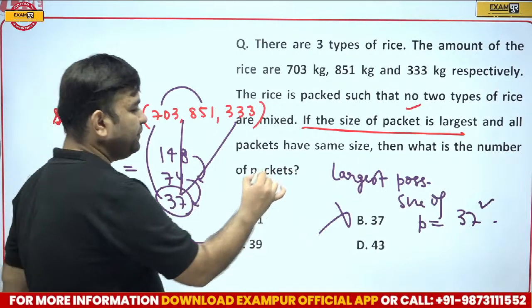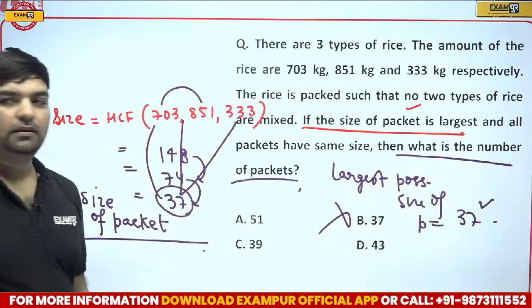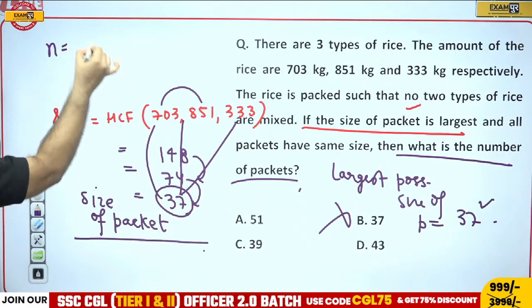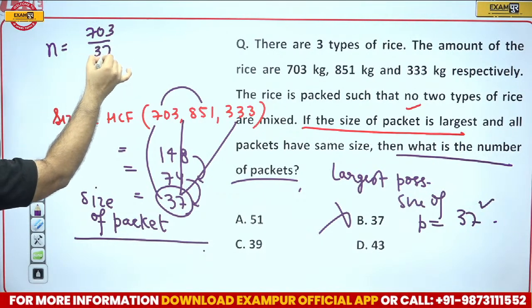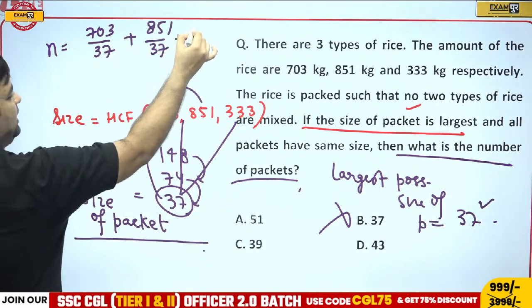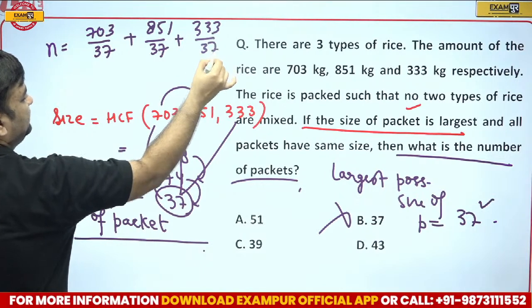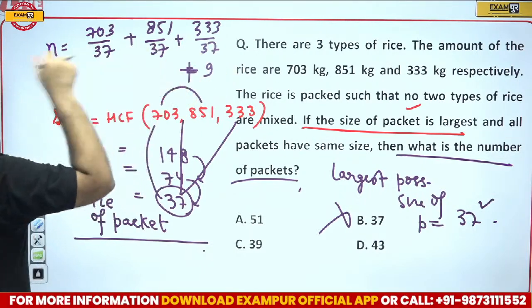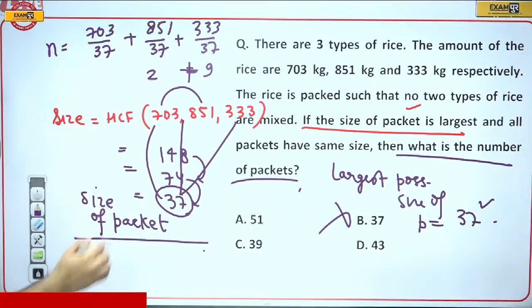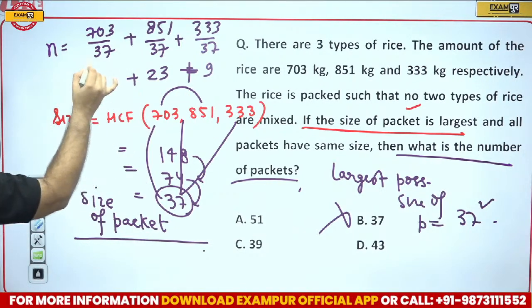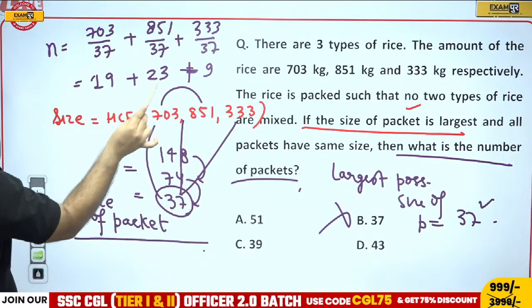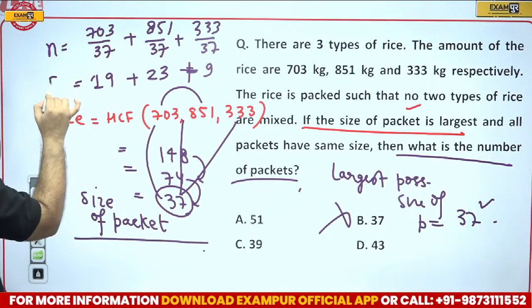They are asking the number of packets. So the number of packets would be 703 by 37 of the first type, 851 by 37 of the second type, and 333 by 37 of the third type. 703 by 37 is 19, 851 by 37 is 23, and 333 by 37 is 9. So 19 plus 23 plus 9 is 51 packets.